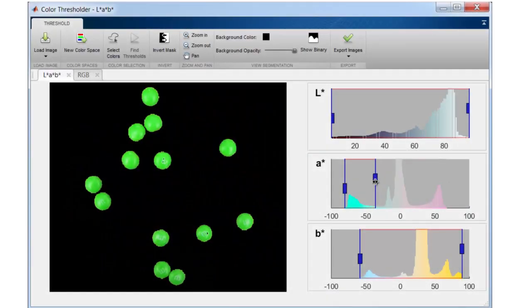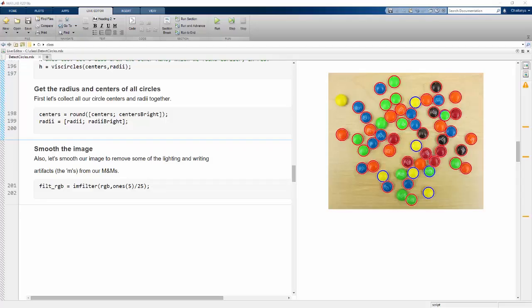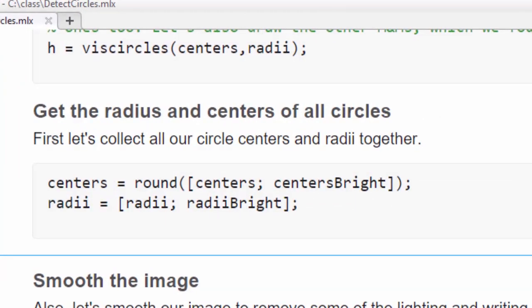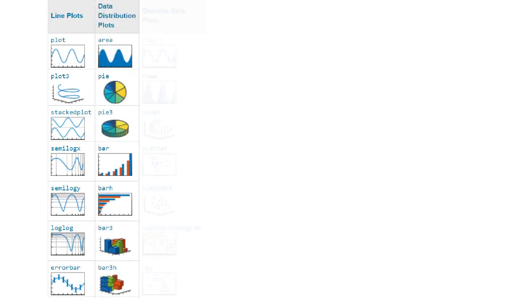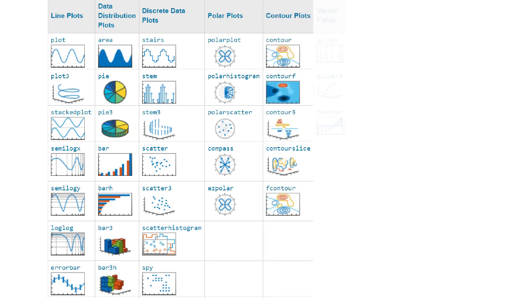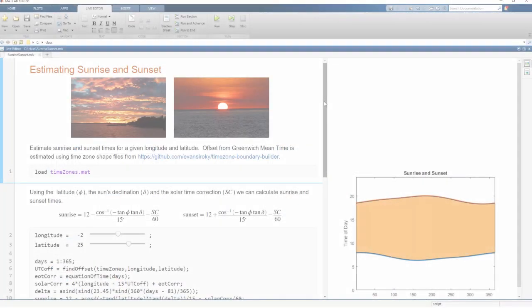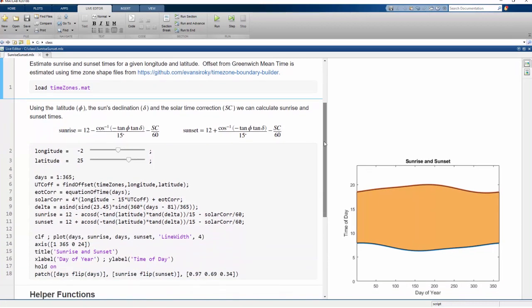MATLAB combines a desktop environment tuned for iterative analysis with a programming language whose syntax mirrors common science and engineering notation. MATLAB also provides the ability to quickly create and customize various types of visualizations. This course will get you up to speed on MATLAB so that you can start leveraging these capabilities.